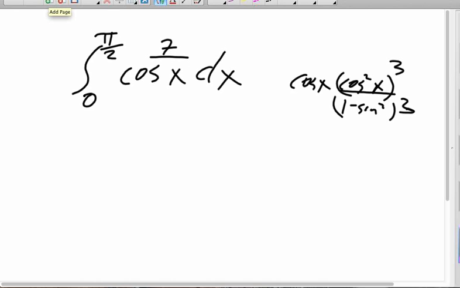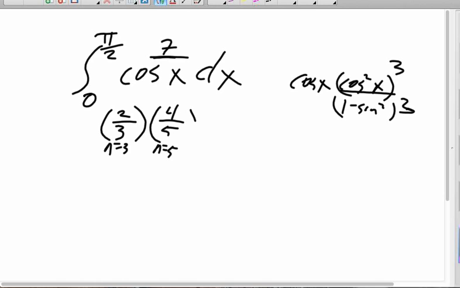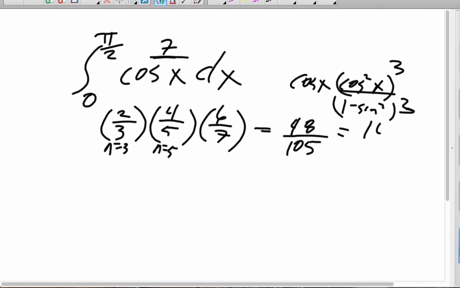This is odd, so we start off with 3, which is 2/3. And then I jump up. This is for the n equals 3. And then we deal with the power of 5, and I have to have all of these in there up to my power. So then I have 4/5 times 6/7. I multiply all of these things out. I end up with 48 over 105, which reduces to 16 over 35.